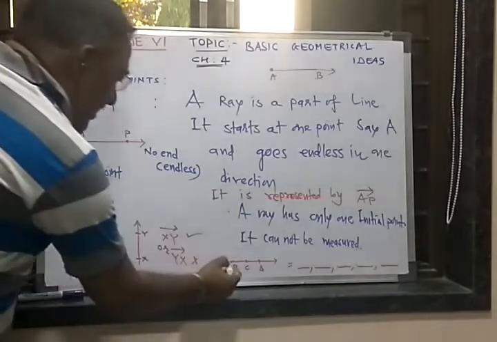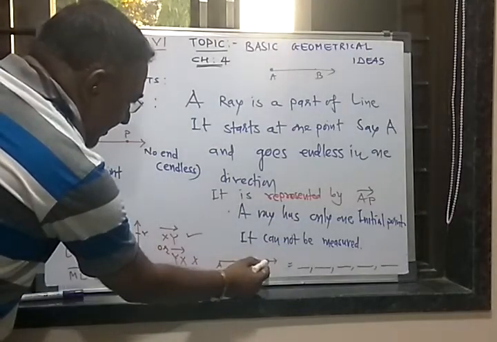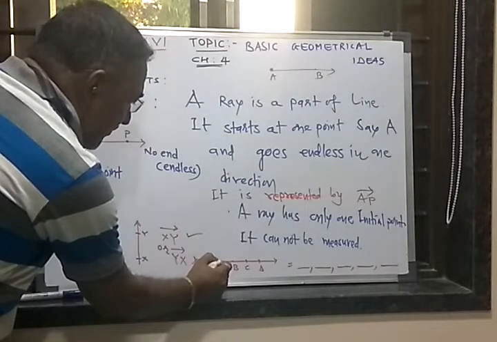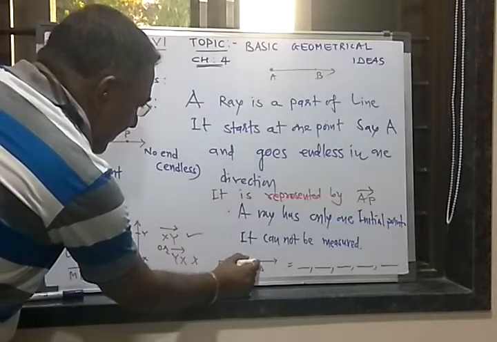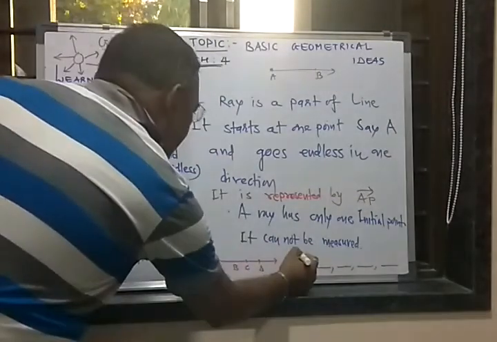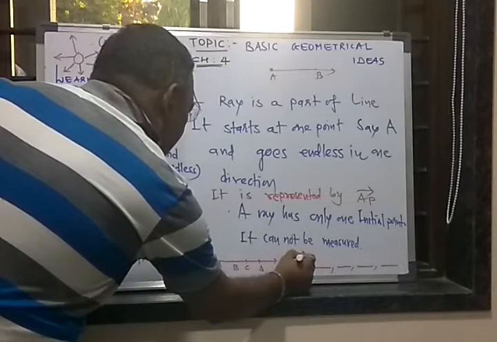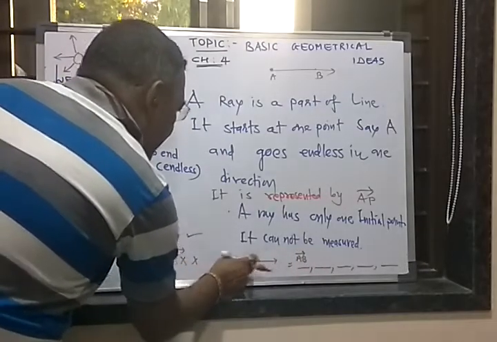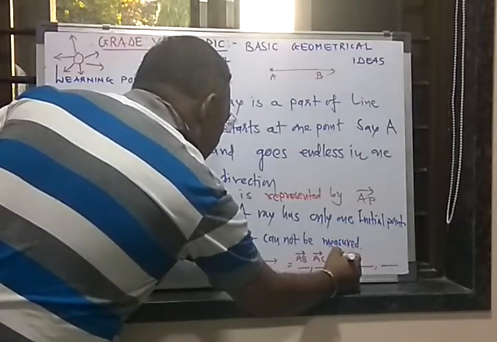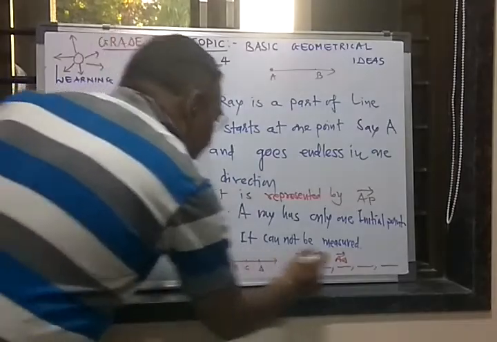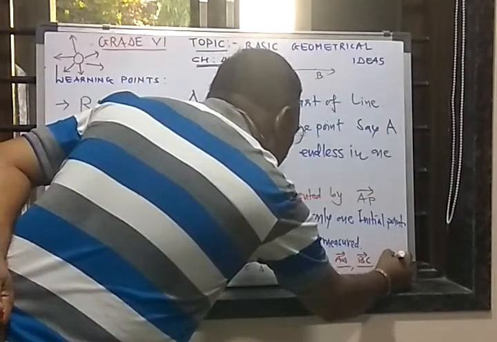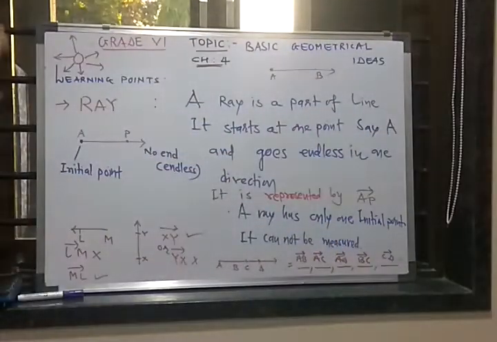Okay. Here you see one line is drawn, one arrow is drawn, and here I have represented the points, say A, B, C and D. Here how many rays can you write? Ray AB, ray AC, ray AD, ray BC, ray CD, up to the maximum you can write down.